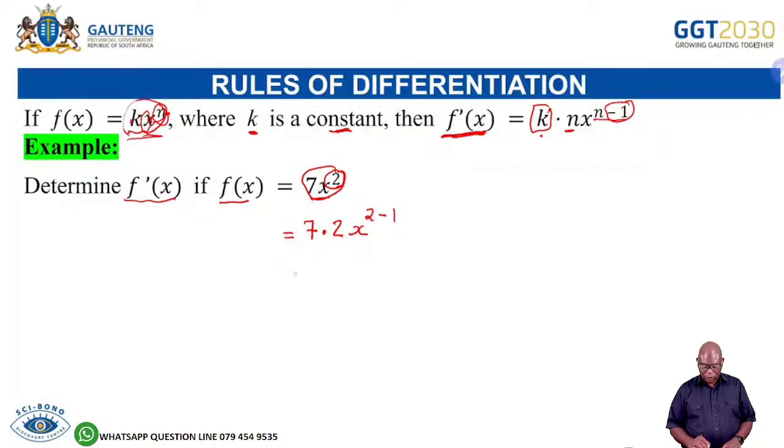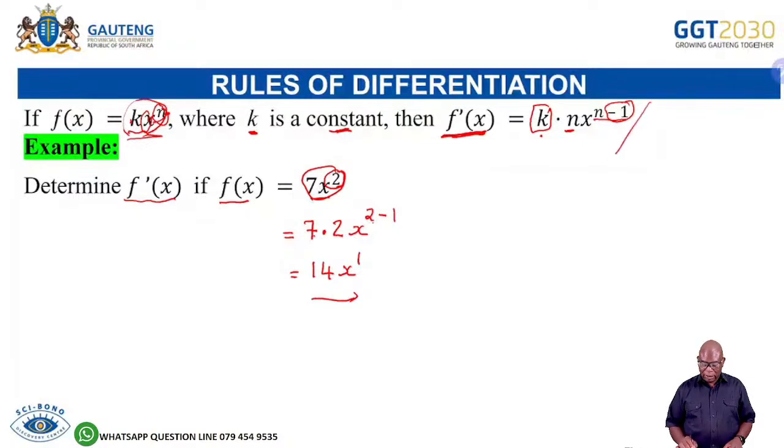So my answer will be 7 times 2 is 14. And then if I subtract a 1 from a 2, I get a 1. Okay, and that's how we use the rules to do the derivative. Remember, we started with the first principle.